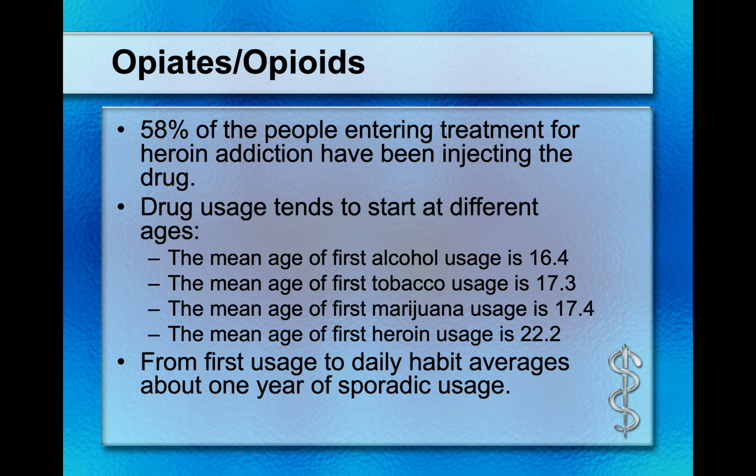Drug usage tends to start at different ages. The mean age of first alcohol usage is 16.4. The mean age of first tobacco usage is 17.3. The mean age of first marijuana usage is 17.4. The mean age of first heroin usage is 22.2. From first usage to daily habit averages about 1 year of sporadic usage.